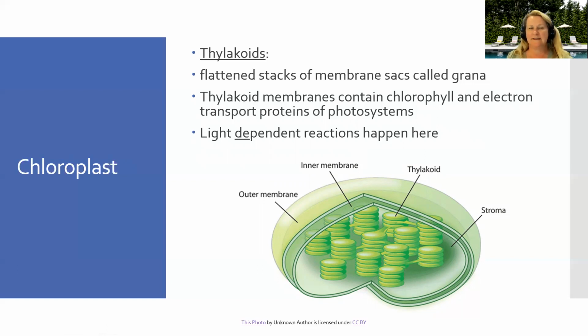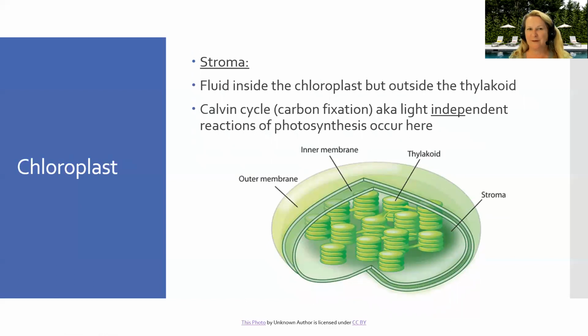Now, I tell students that the thylakoids look like a stack of pancakes. What do a lot of people like to put on pancakes? Syrup. Except there's not syrup. There's a syrupy liquid inside the chloroplast, but it's called stroma. So stroma refers to any fluid inside the chloroplast, but outside of the thylakoid. And the stroma is where the Calvin cycle, aka carbon fixation, also known as the light-independent reactions of photosynthesis, occur. And some people refer to that as the second half of photosynthesis: the light-independent reactions, carbon fixation, the Calvin cycle.